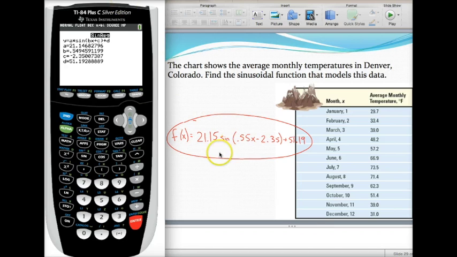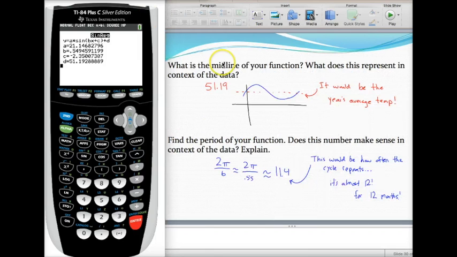Otherwise, I just want to answer a couple quick questions regarding this data. So the first question I asked was, what is the midline of our function? That midline is the D value, the number that's been added or subtracted at the end. So in this case, it's about 51.19. And then I said, what does that mean in context of the data?